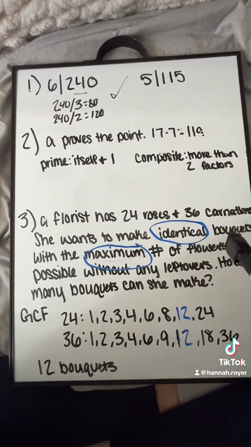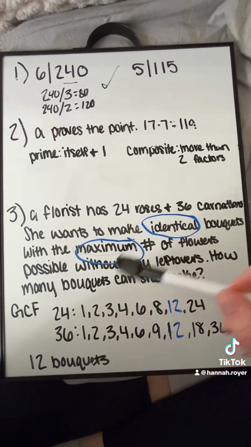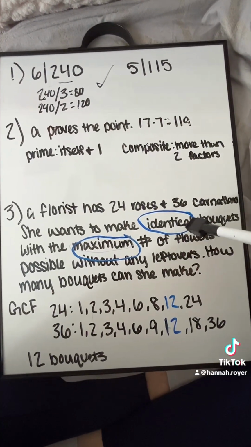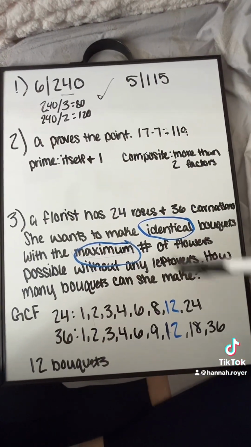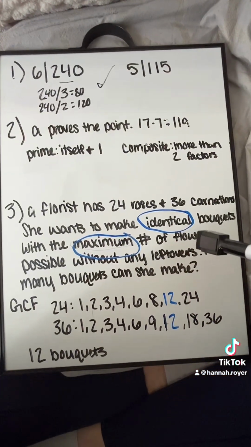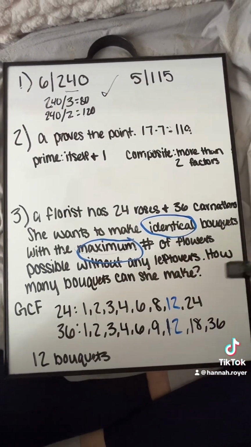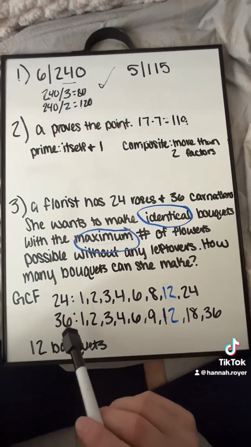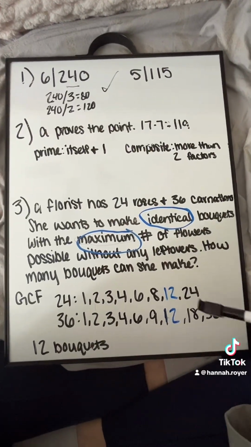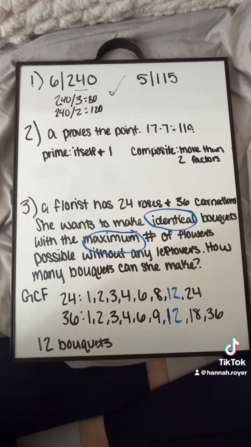I knew this was a GCF problem because it has words like maximum, which is basically like greatest, and identical, so every bouquet has to be the exact same. There's no way there would be more than 24 roses in a bouquet, because there's only 24 and they have to be identical. So I took the factors of 24 and 36, and the greatest factor that matched up for both of them was 12. So 12 bouquets is the answer.